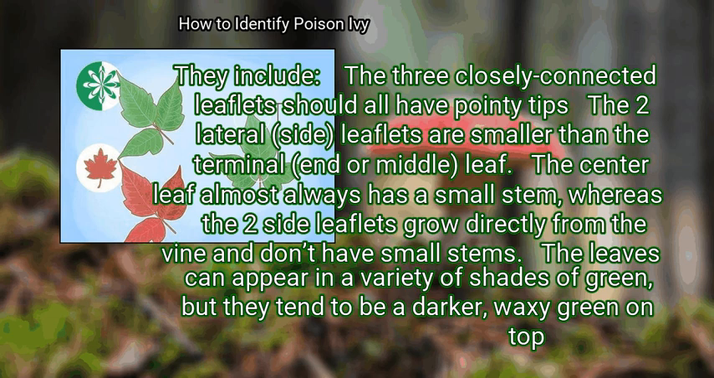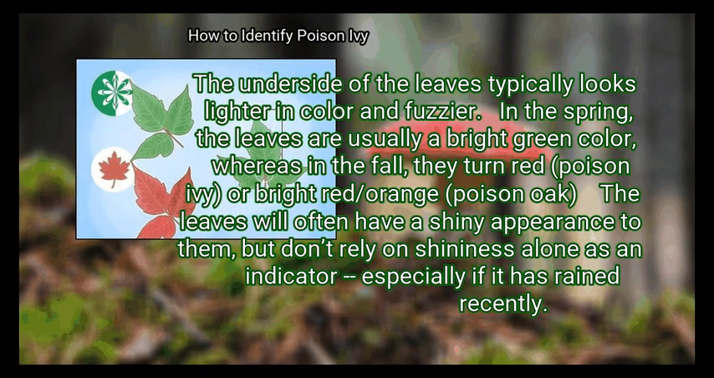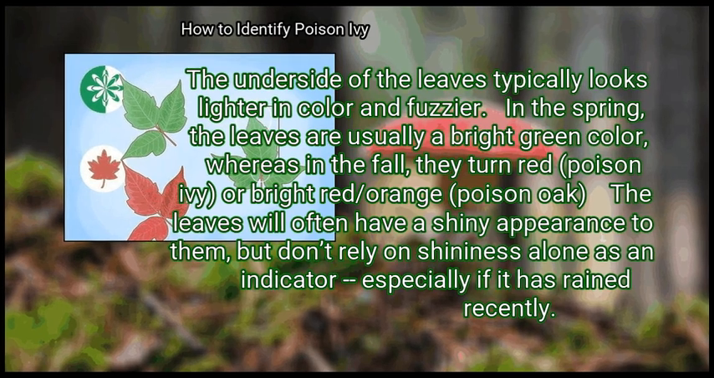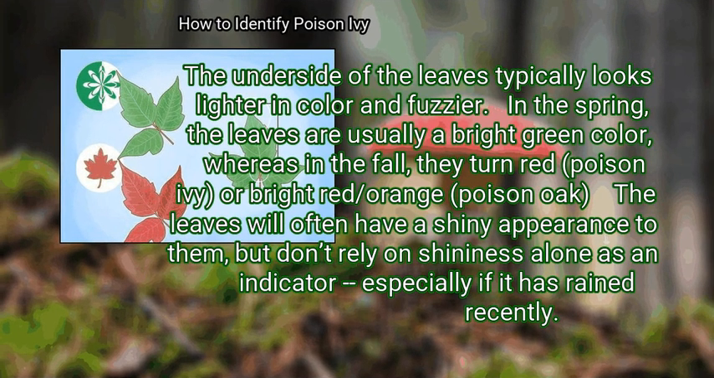The leaves can appear in a variety of shades of green, but they tend to be a darker, waxy green on top. The underside of the leaves typically looks lighter in color and fuzzier. In the spring, the leaves are usually a bright green color, whereas in the fall, they turn red for poison ivy, or bright red or orange for poison oak. The leaves will often have a shiny appearance to them, but don't rely on shininess alone as an indicator, especially if it has rained recently.